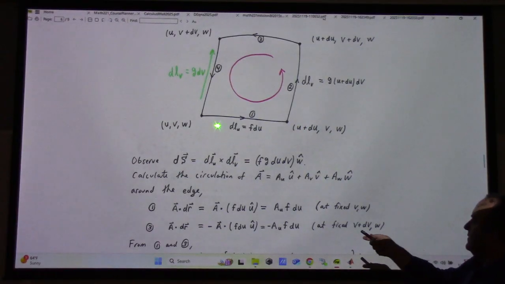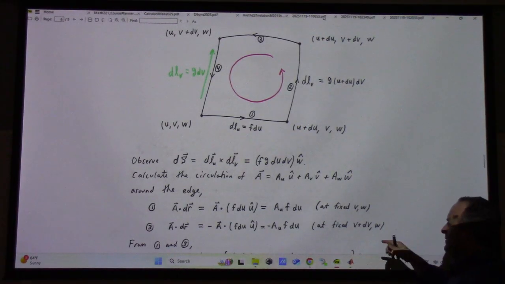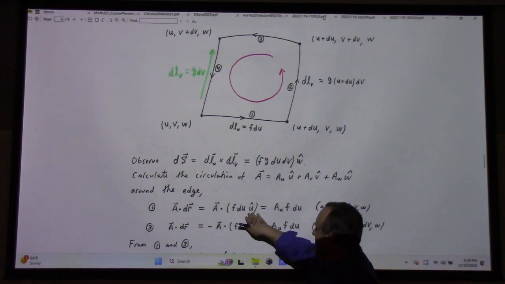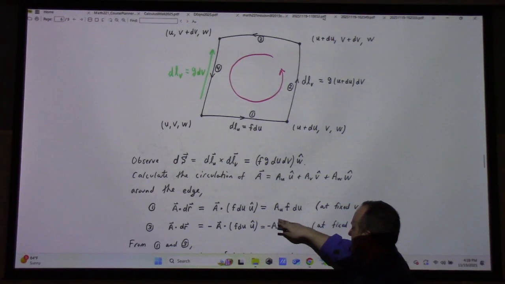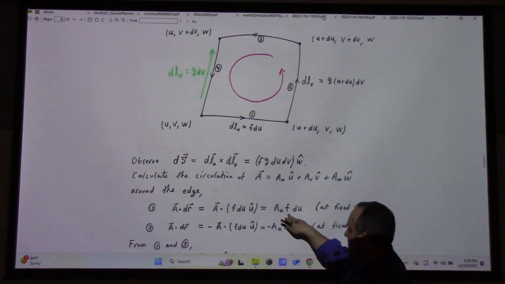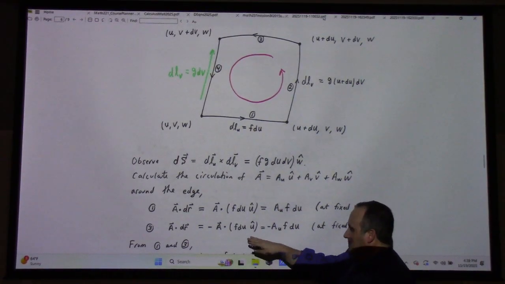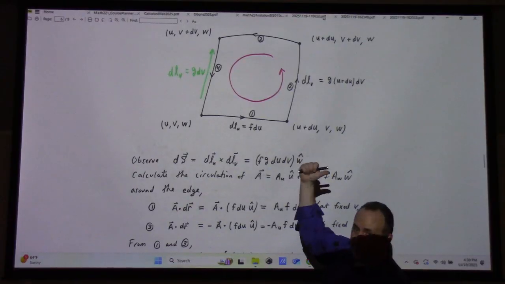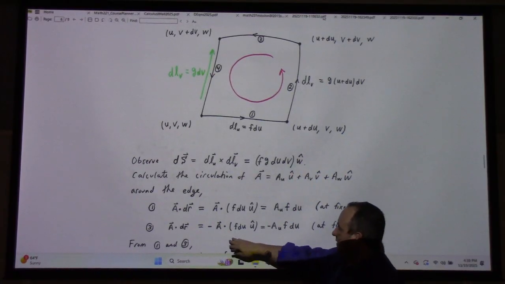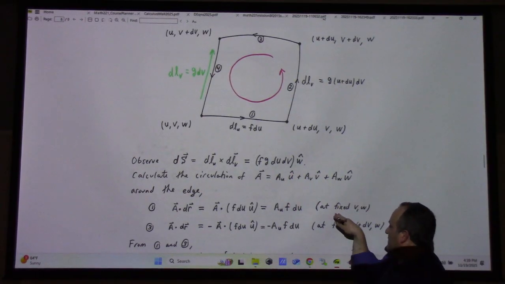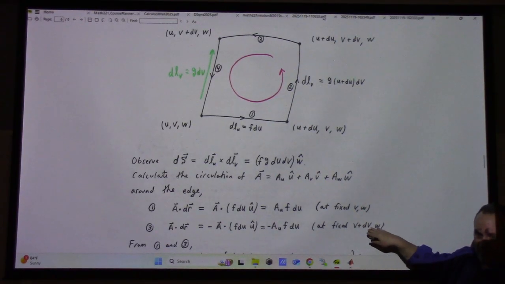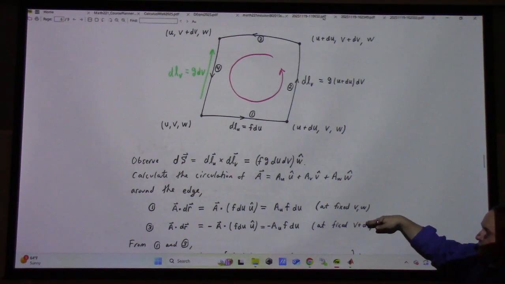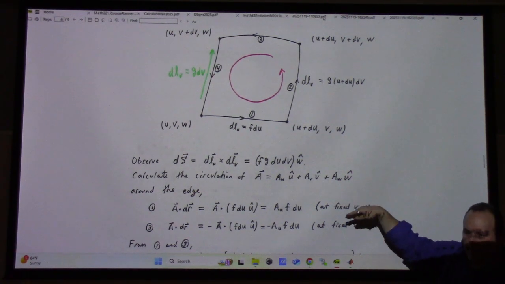For one, you've got a dot f du u hat, because that's the displacement there. And so that just picks up the u component of a times the scale factor f du. And likewise, on the top, you're going the opposite direction. That's why you get a minus f du u hat. Now this one is at fixed v, w, whereas number 3 is at fixed v plus dw, w. So that gives you the work done by the vector field along the top and the bottom legs.